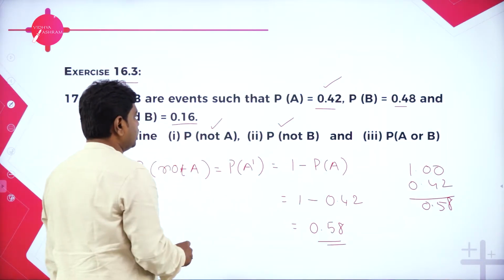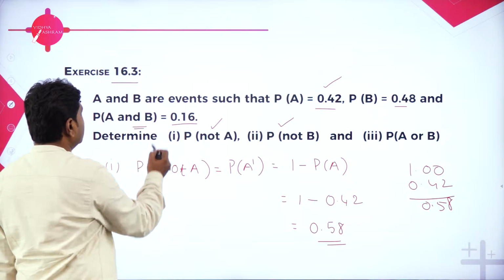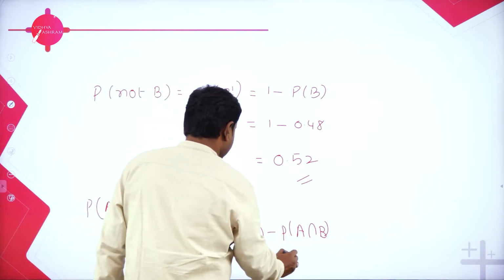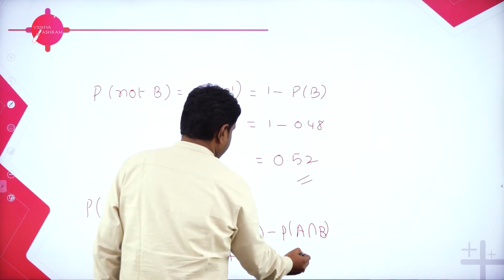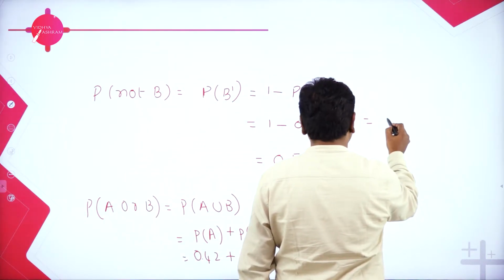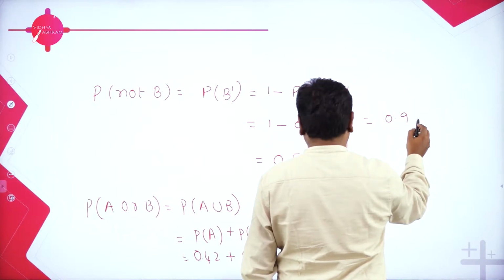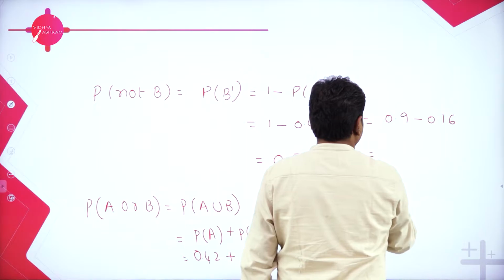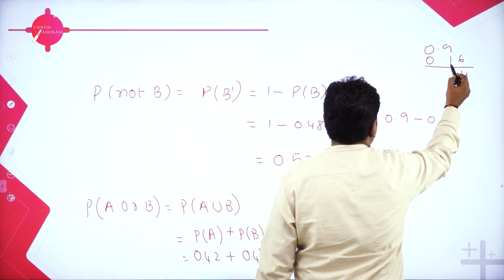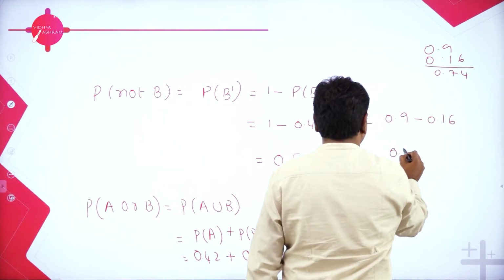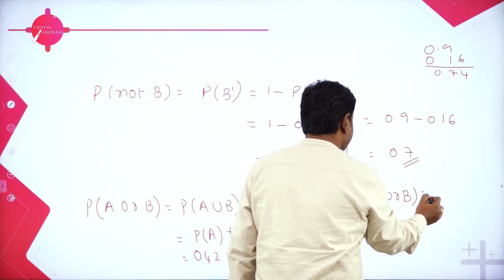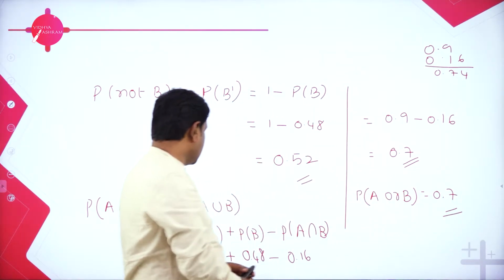minus P of A intersection B. P of A intersection B means P of A and B. See, dear students, P of A and B means P of A intersection B. They gave 0.16. That is equal to 0.42 plus 0.48 becomes 0.9, minus 0.16, that will become 0.74. This is P of A or B. Or means what? Union. So how much will you get? 0.74.